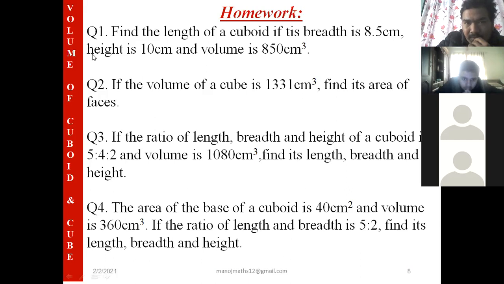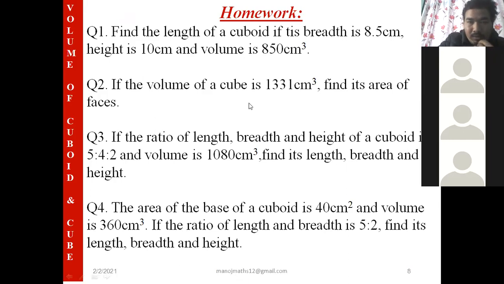In these questions, you have to tell me which one question you feel difficult, and I will explain that. Sir, the answer of number one is 10 centimeter, and number two answer will come 11 centimeter. Number three answer: length will come 135 centimeter, breadth 108 centimeter, and height 54 centimeter. And number four answer will come height 9 centimeter. Then, sir, I am doing that one.